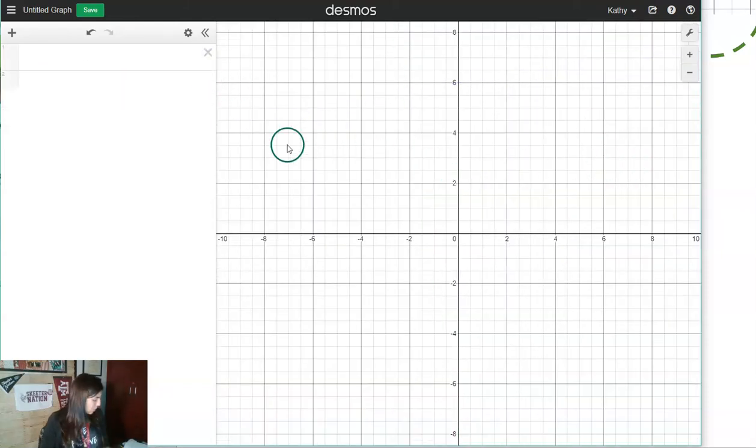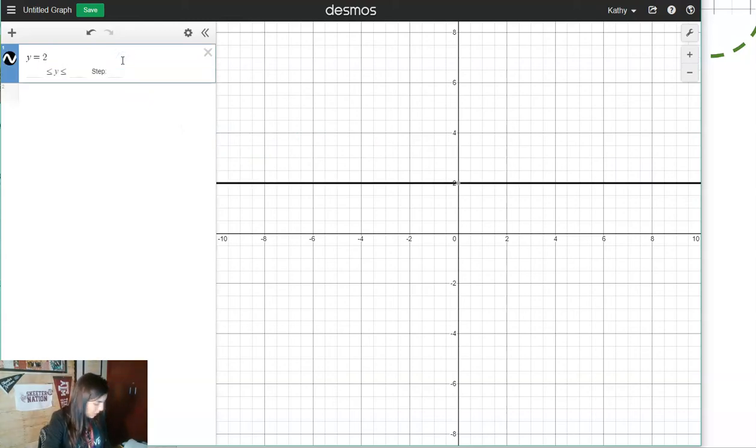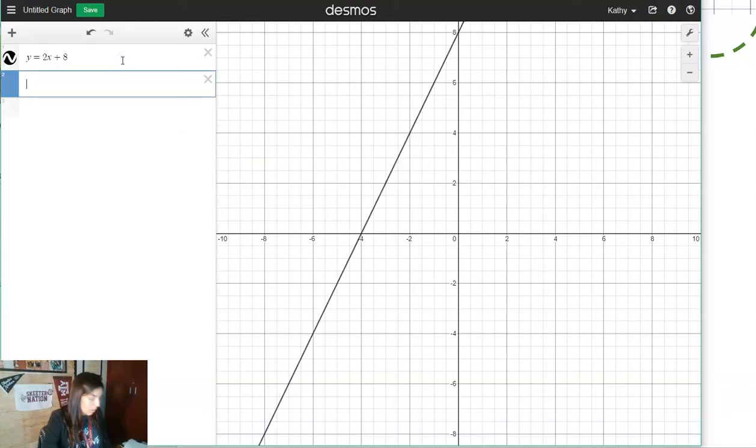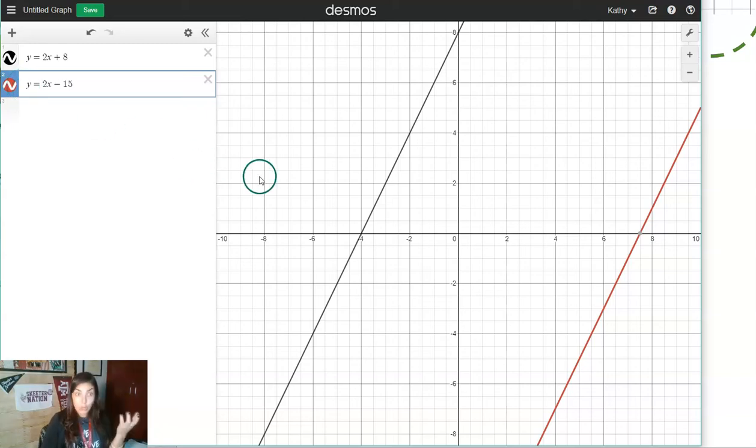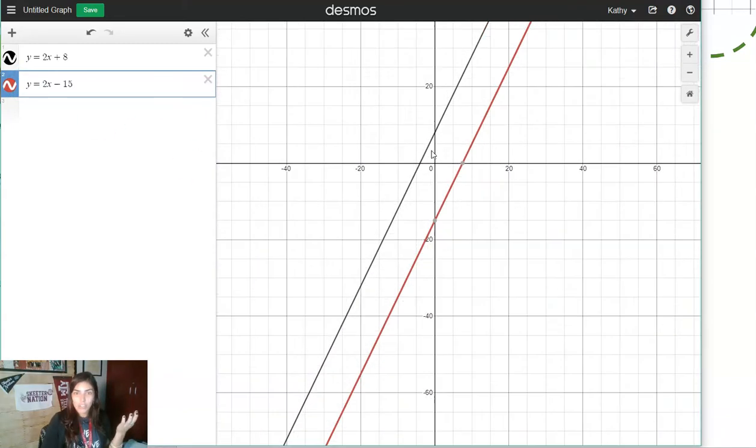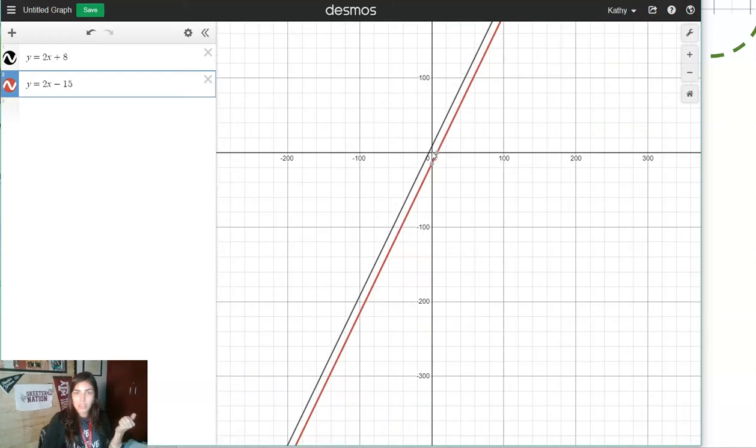Okay, the next one we had y equals 2x plus 8, and we solved for y to have the equation y equals 2x minus 15. We said that these were parallel because they had the same slope, and that is true. Look, they never intersect no matter how much I zoom out.